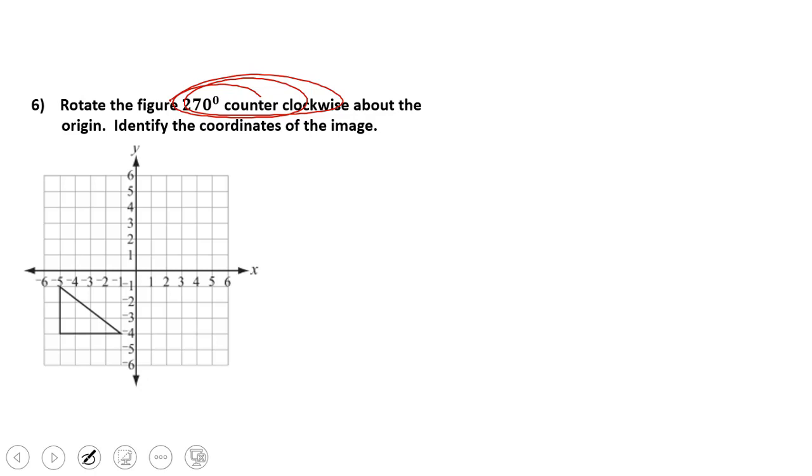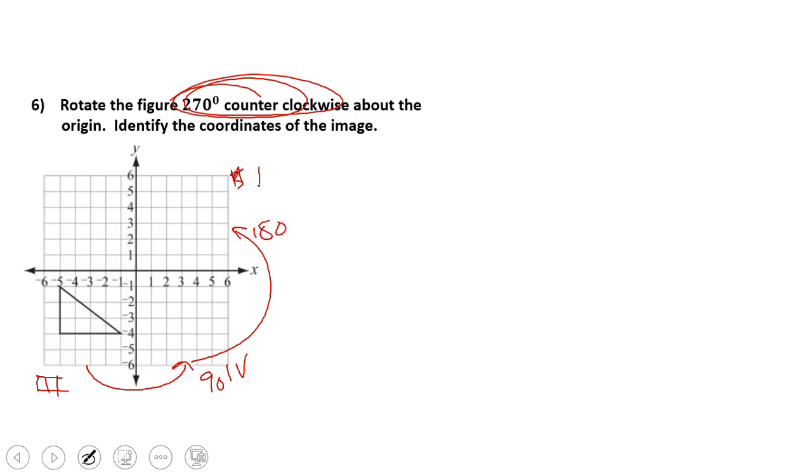So let's figure out why that is. So here I am in quadrant 3. And I'm going to go 270 degrees counterclockwise. So if I go 90 degrees, that takes us to quadrant 4. And then I go another 90 degrees for 180. This is 90. This is 180. Now I'm in quadrant 1.